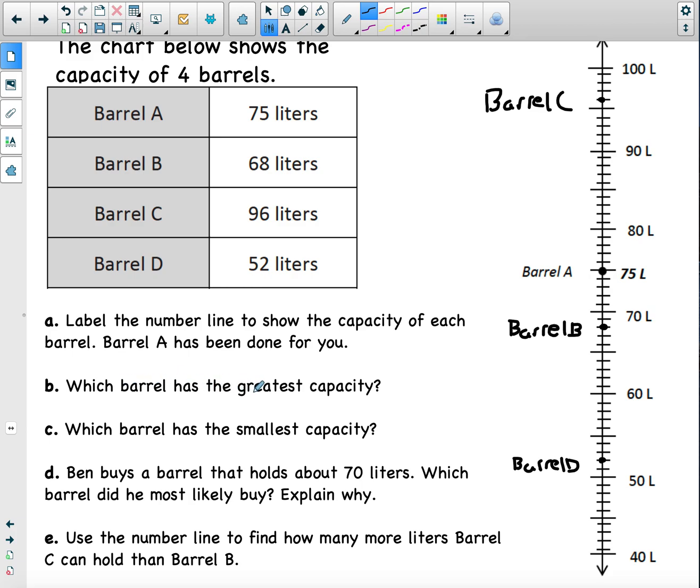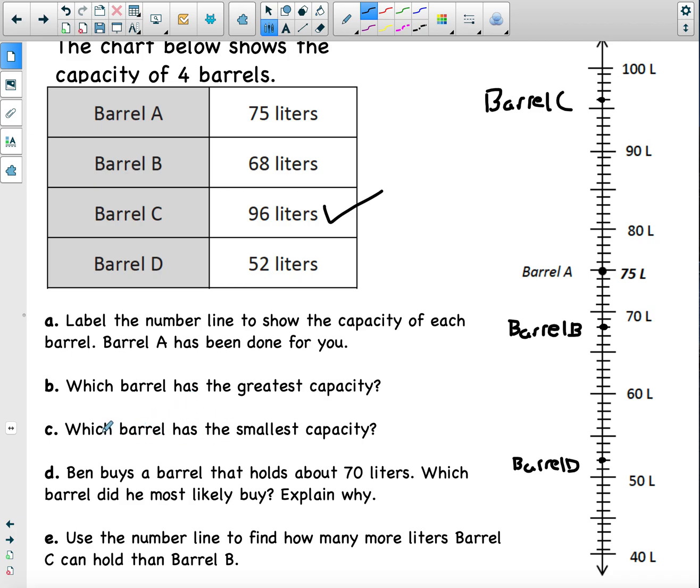So which barrel has the greatest capacity? Well, I see based on my vertical number line that barrel C has the most. It's the highest on my number line, and the number line goes from lower numbers, or lesser numbers, to greater numbers. So barrel C has the greatest. So I'm going to say the answer to this is barrel C.